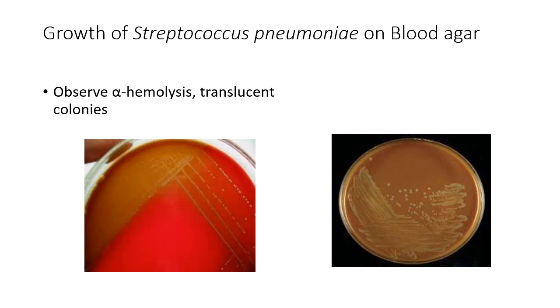So Streptococcus pneumoniae is again very fastidious. It is even more fastidious than Streptococcus pyogenes or the beta hemolytic strep, and you can see that it is alpha hemolytic. So on blood agar, it grows both on blood agar and chocolate agar, and the characteristic feature, of course, is that it is alpha hemolytic and it is translucent.